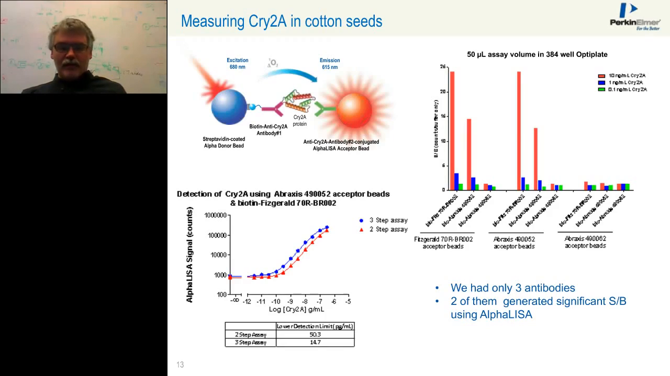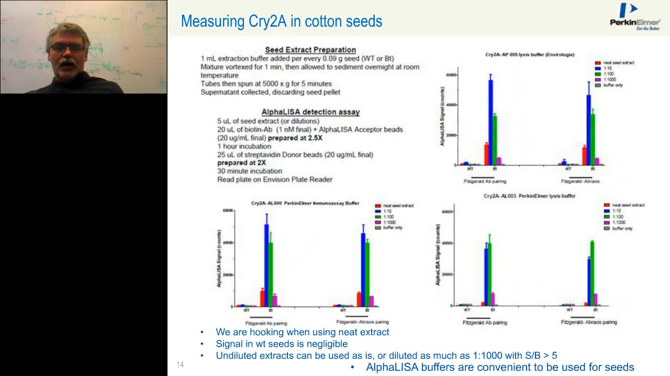The next step was to see if we can do it in seeds. We used a very easy seed extract protocol, which is simply to grind one seed, or about 90 milligrams of seed, treat it with an extraction buffer overnight, and then centrifuge to remove seed particles and test your protein. As you can see, we have very neat assays.